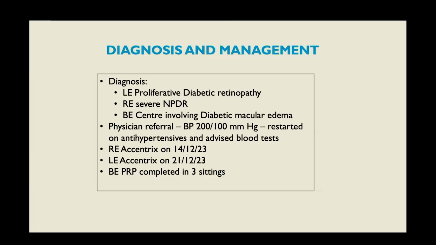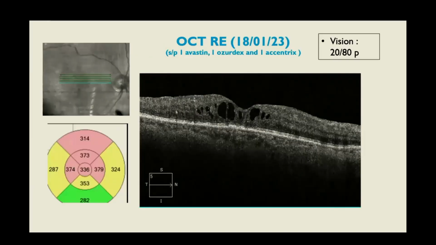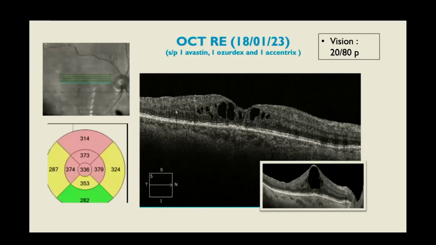And this patient's blood pressure was 200/100 millimeters of mercury, and she was restarted on antihypertensives. So the point is you have to systemically evaluate these patients. This patient was advised ranibizumab injection in both eyes and also pan-retinal photocoagulation in both eyes. The edema did subside with some improvement in vision in both eyes.